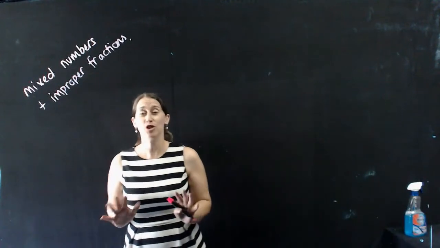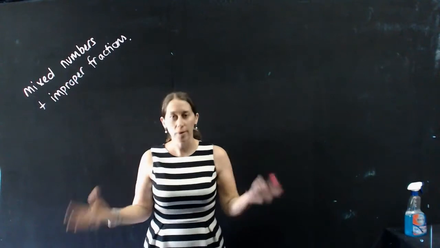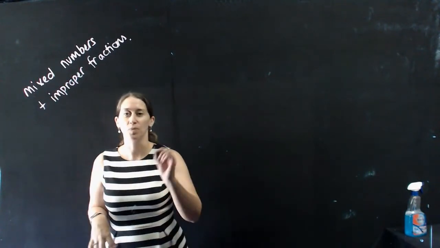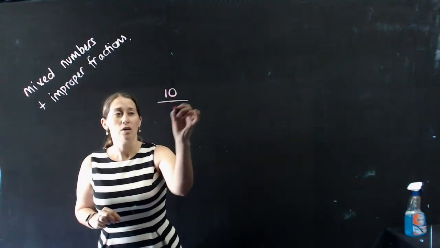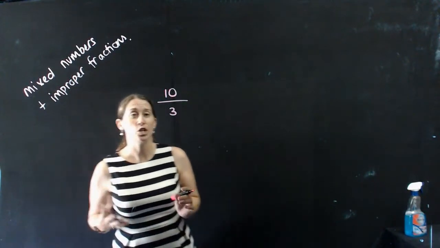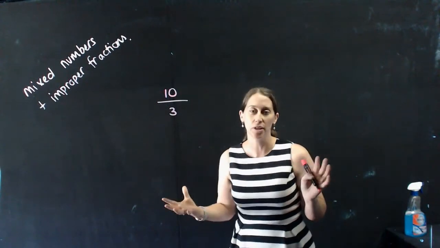So in today's video I'm going to show you about mixed numbers and improper fractions. So let's just talk about what we mean by an improper fraction first of all. An improper fraction means that the numerator is top heavy, or bigger than the denominator. So we have our numerator and our denominator. So we say this is 10 thirds at the moment.